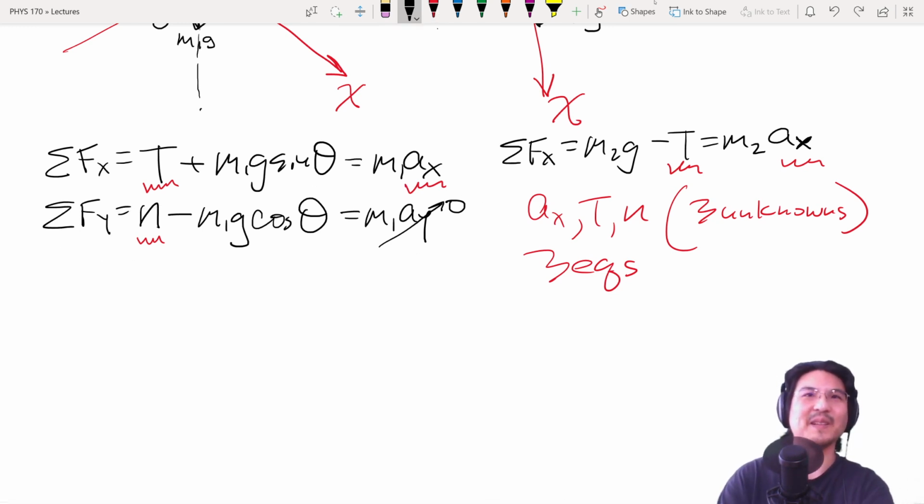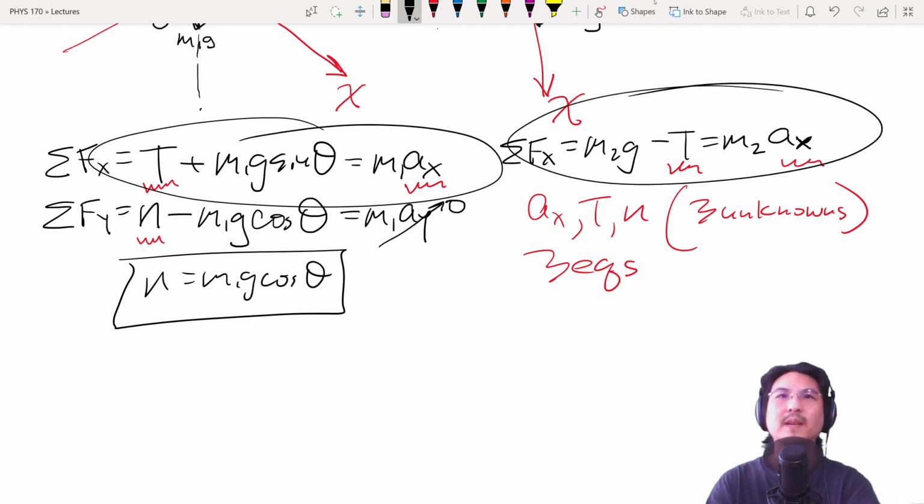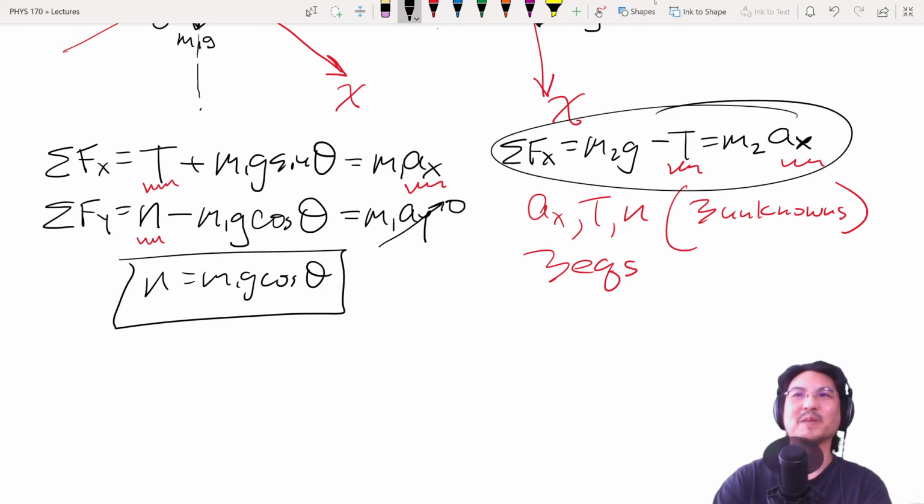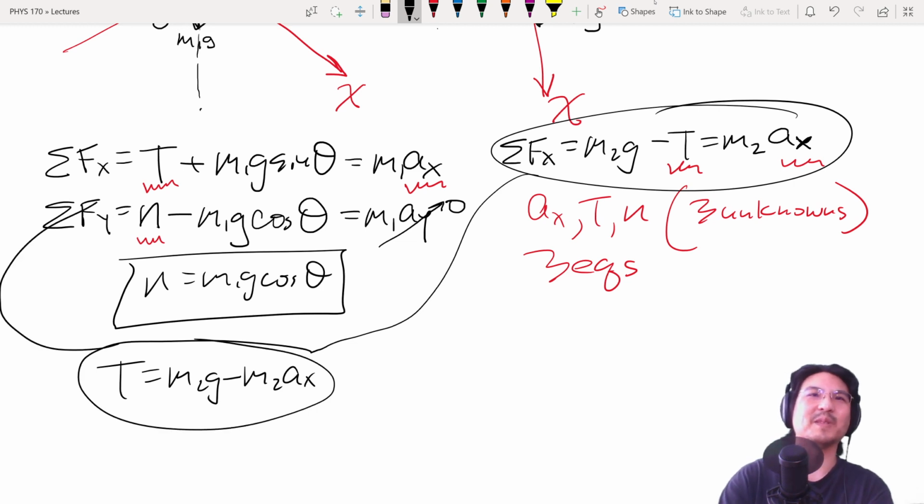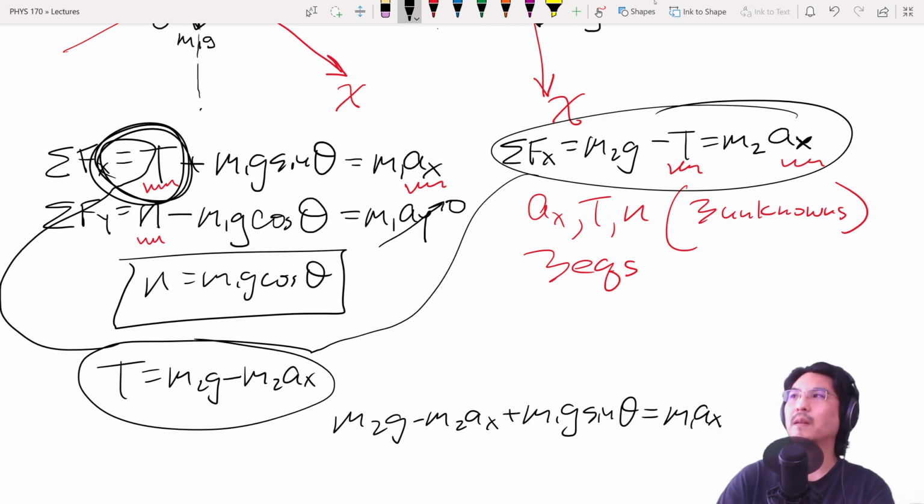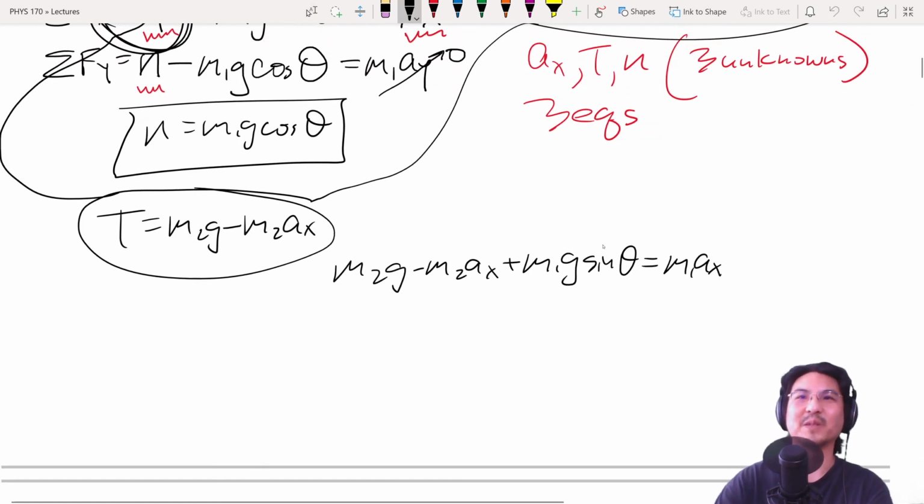I can get that immediately. So that's done. So that just leaves this and that. So you just, let's say, solve one of them for T. Let's say maybe this one. T is, and then take that and substitute it right here. Plus, equals, and then there's only one unknown, which is a_x.